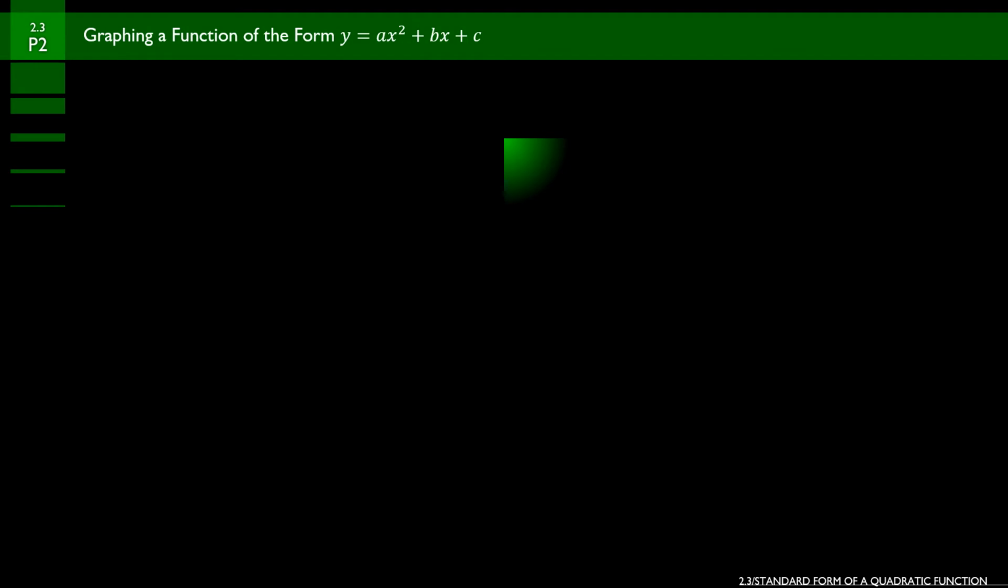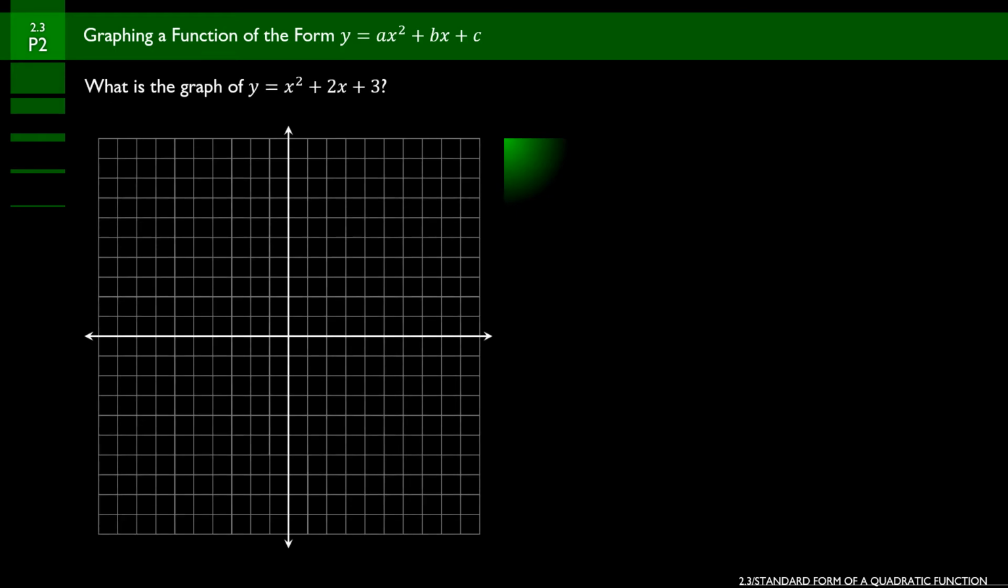So let's go ahead and put all this together with problem number 2, which is graphing a function of the form y equals ax squared plus bx plus c. The one that we're given to graph is y equals x squared plus 2x plus 3. So again, I'm going to rewrite the equation, and then I'm going to find the a value. The a value is 1, so that means our stretch, compression, or reflection is none. Then I'm going to locate that c value, and that c value is 3, so that means my y-intercept is at 3.